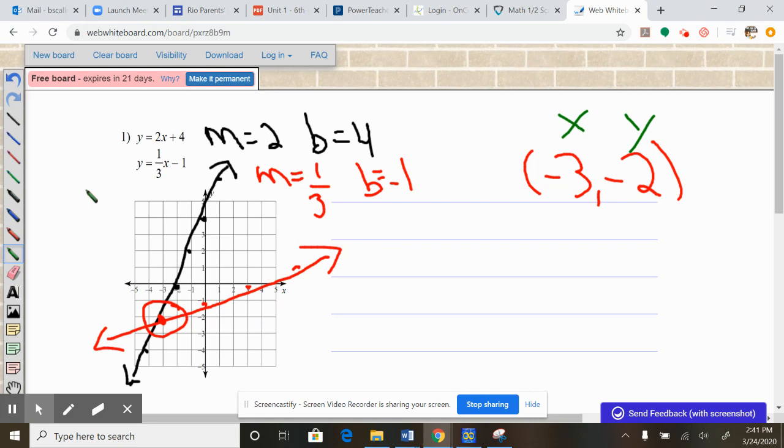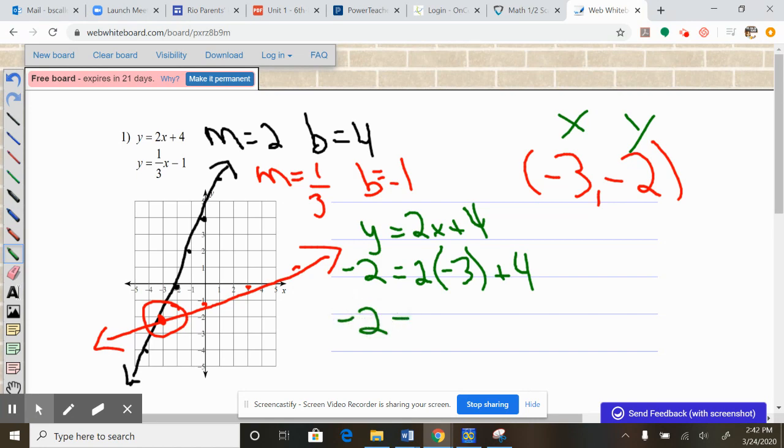So I'll show you for the first one, y equals 2x plus 4. If I plug in -2 for y and -3 for x, I'm just checking to see if this gives me a true statement. So I'd have -2 equals -6 plus 4. And -6 plus 4 does equal -2. So I got -2 equals -2. That checks out.